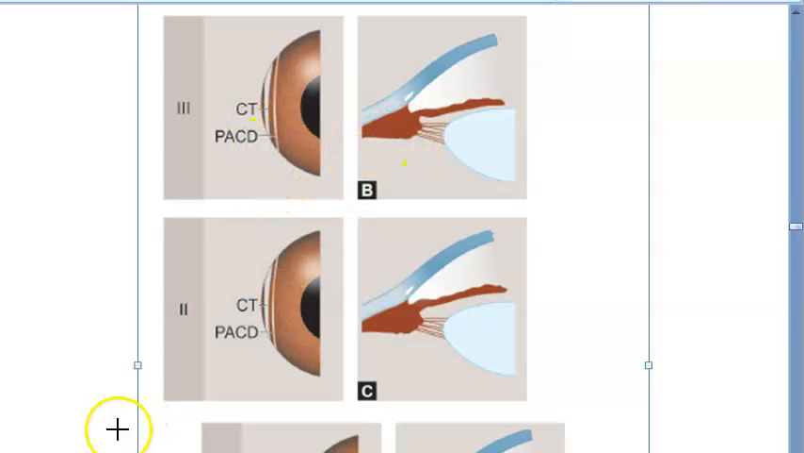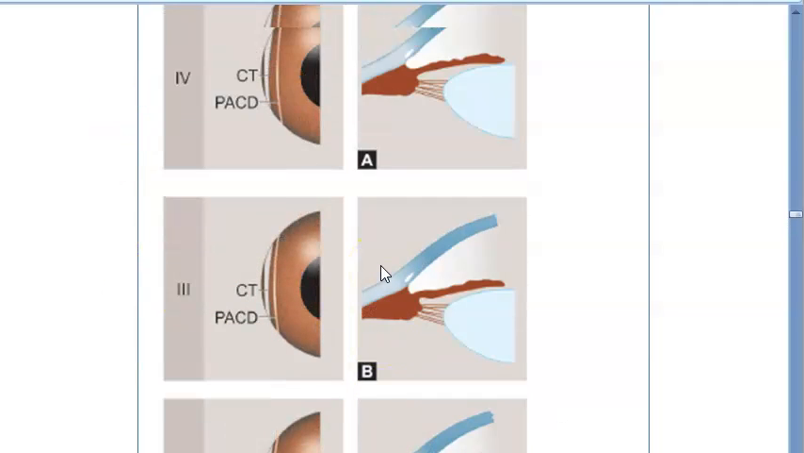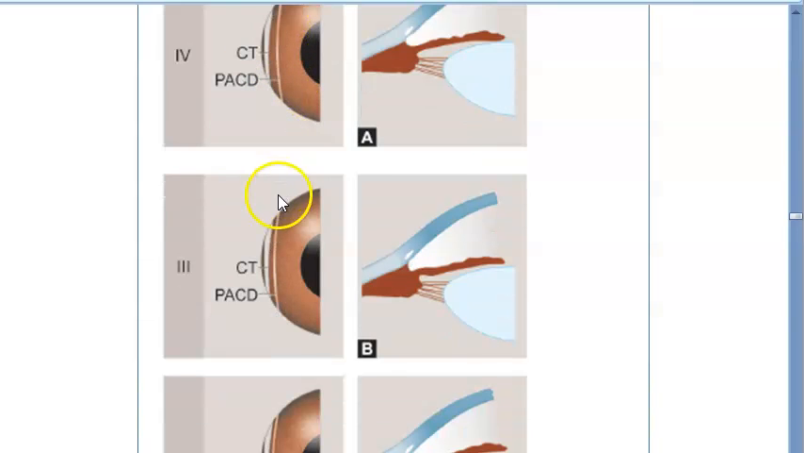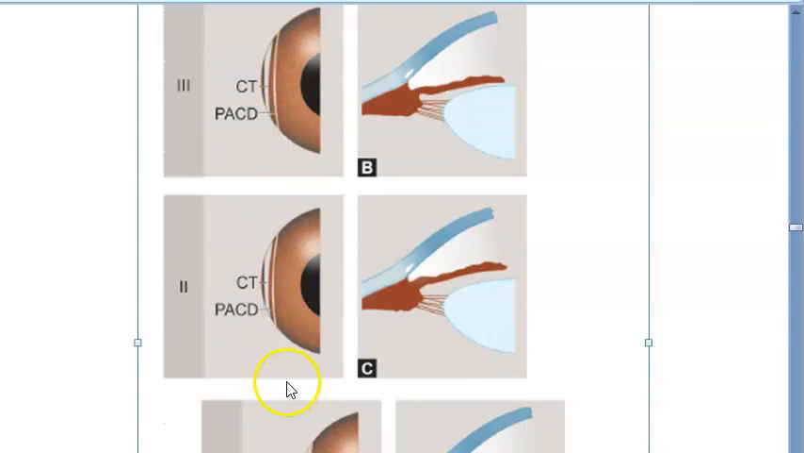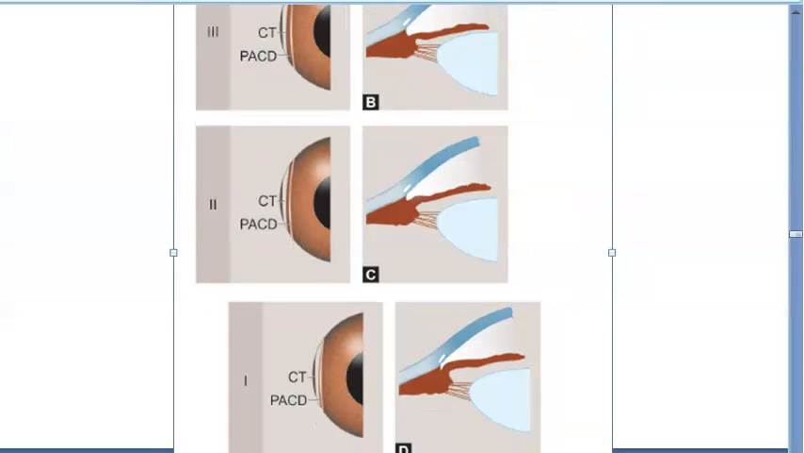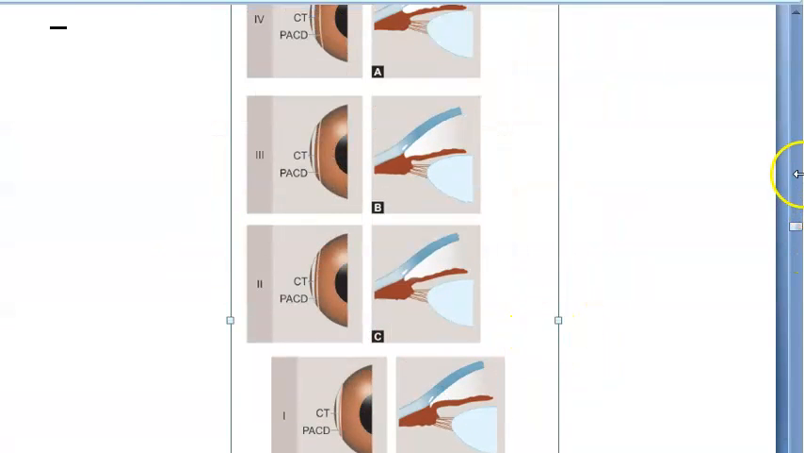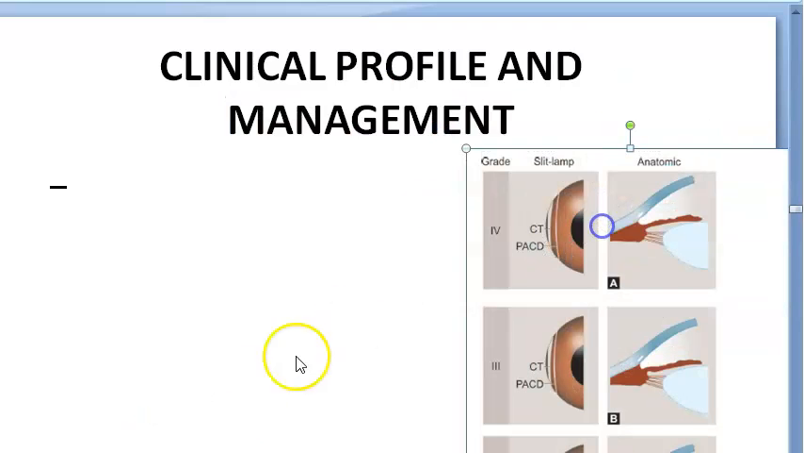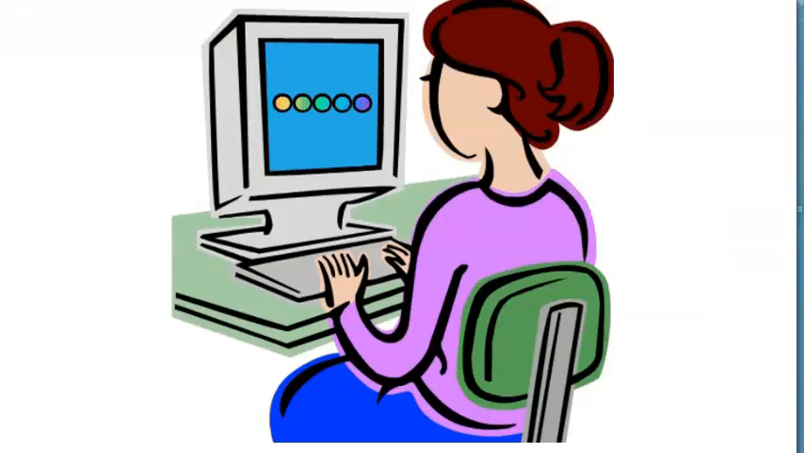So, what do you understand by this? This is grade 3. Where is grade 4? Oh, grade 4 is here. See? So, they are far apart. And this is getting closer and closer. The CT and the peripheral chamber lines are getting closer and closer. And here they are almost touching each other. So that's grade 0. So this is the Van Herrick method of slit lamp grading of angle width. When are they explaining this? In how to look for a suspect, right? That's what they are looking at. I think you can use this in everybody to check the angle. What do you say, guys?